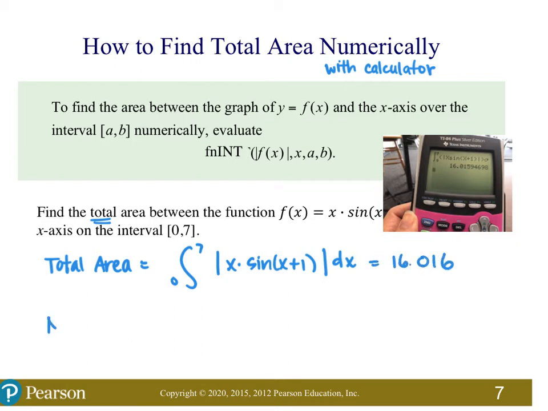Okay, if we had needed to do net area, we would have done the exact same thing, but we would have left off the absolute value. So you would have just used parentheses instead, and that would give you a number that is less than or equal to the total area. Usually less than, because the net area has negatives, and the total area only has everything positive.